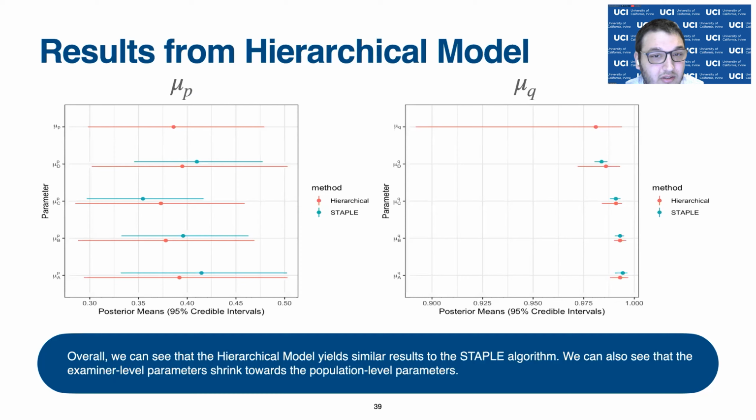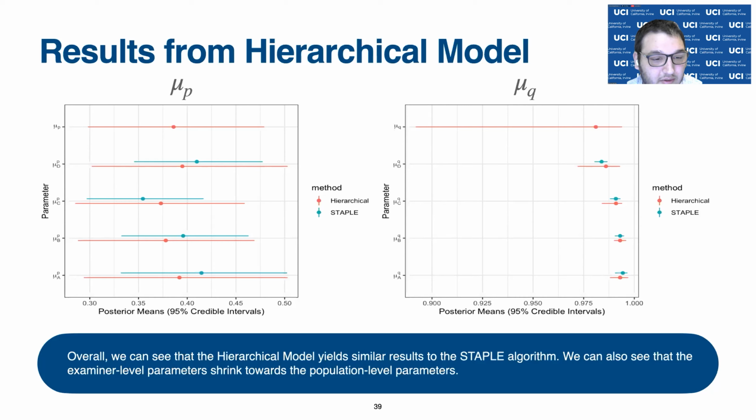Now, we do have some results from our real data set. Again, this is the same 15 shoes that we discussed in the staple algorithm. I'm just focusing on the mu-p's and the mu-q's, so this is the population sensitivity and specificity and the examiner level specificity and sensitivity. You could see it's very obvious in the mu-p case. We have the hierarchical point estimates with their credible intervals.